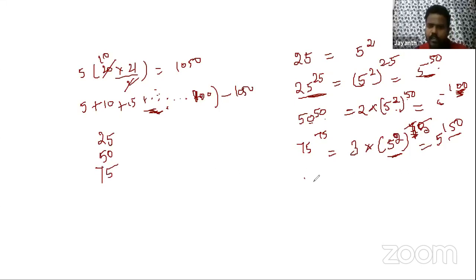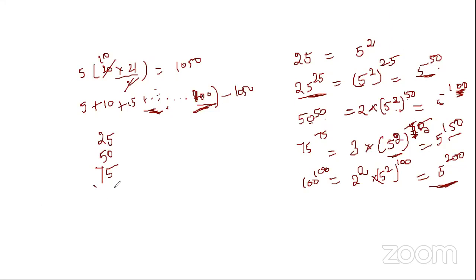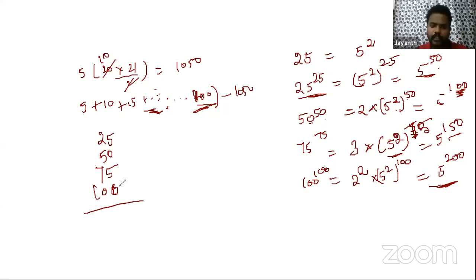Likewise, 100 power 100 is nothing but 2 square into 5 square, and we are calculating only 5s. So 5 square power 100, which is nothing but 5 power 200. But you have counted only 100 here. For 100 power 100 you have 200 fives. That 100 extra, add that here. So if you add all this, 100 plus 75 is 175, 175 plus 50 is 225, 225 plus 25 is 250. So a total of 250 is extra here.